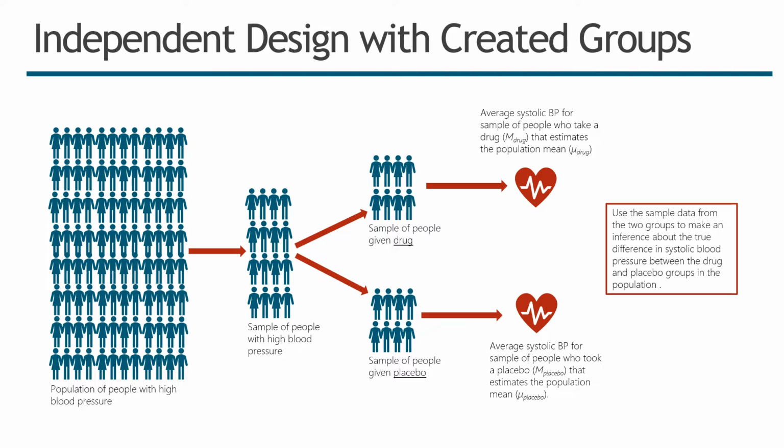Now then, for both groups, you could record the average systolic blood pressure of the people who take the drug, and then also the blood pressure of people who took the placebo. And we have sample means for those 2 groups, and we'll be comparing those sample means to make an inference about the true difference in the population between the drug group and the placebo group.